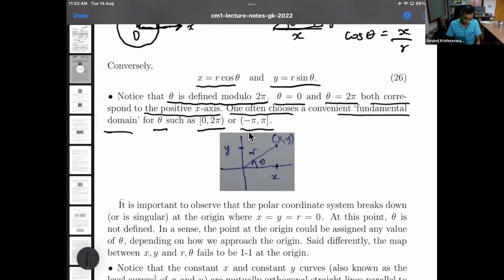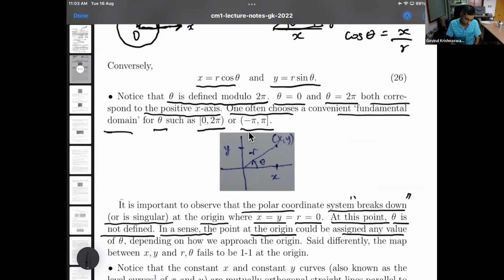Okay, now it is important to observe that the polar coordinate system, we say, breaks down or is singular at the origin, where x and y are both 0, as is r. So r is also 0 over there. At this point, the angle theta is not well defined. It's not even defined. In a sense, the point at the origin could be assigned any value of theta depending on how we approach the origin.